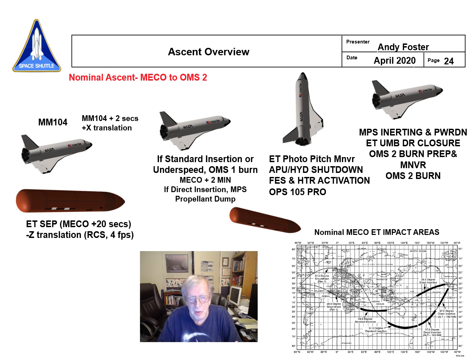For a standard insertion flight, or if I had an underspeed, in other words, I had main engines go down early and didn't quite get the MECO velocity that I wanted, I might have to do an OMS 1 burn. Standard insertion, you would have to do an OMS 1 burn. That would be at MECO plus 2 minutes.